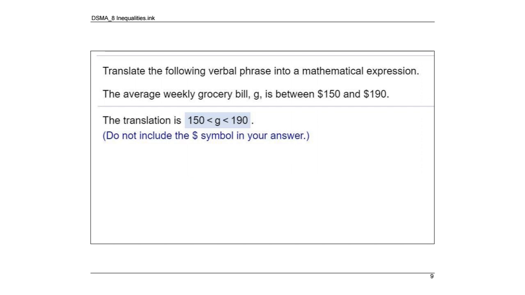The average weekly grocery bill, G, is between $150 and $190. There's no inclusive, so we cannot include those endpoints. Therefore, we're going to start with the smallest number. We have 150 is less than G is less than 190. Because we don't have inclusive, we're going to use a less than sign. G is going to equal all the dollar amounts between 150 and 190, but not including 150 and 190.